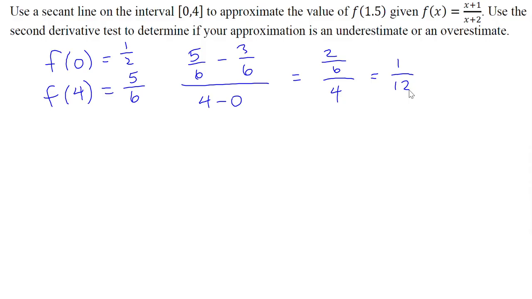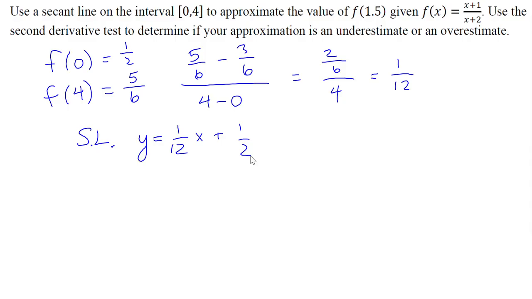So we can use either 0, 1/2 or 4, 5/6 to write our secant line equation. I'm going to use the 0, 1/2 because that's just a y-intercept. So I can just say my secant line is y equals my slope 1/12 x plus 1/2, right? y equals mx plus b. Don't need to bother with point slope form this time.